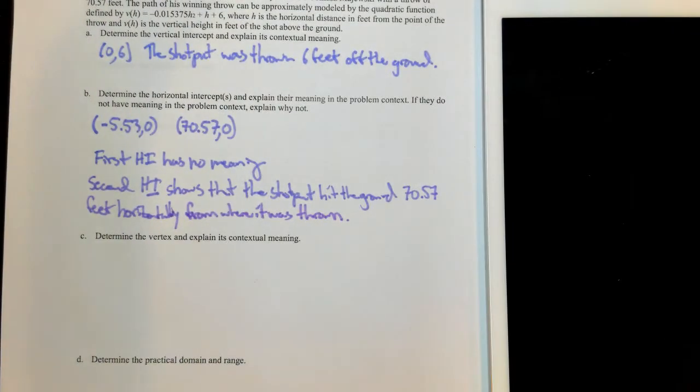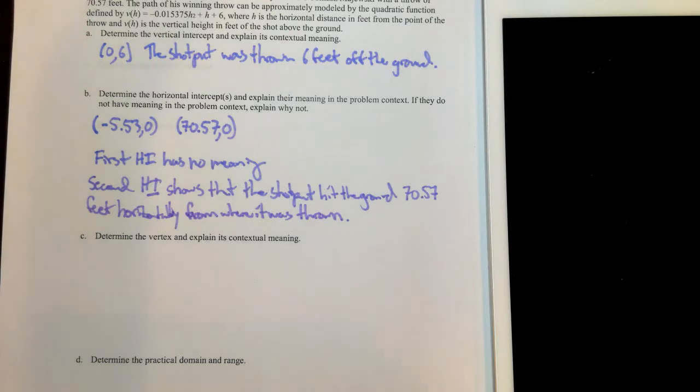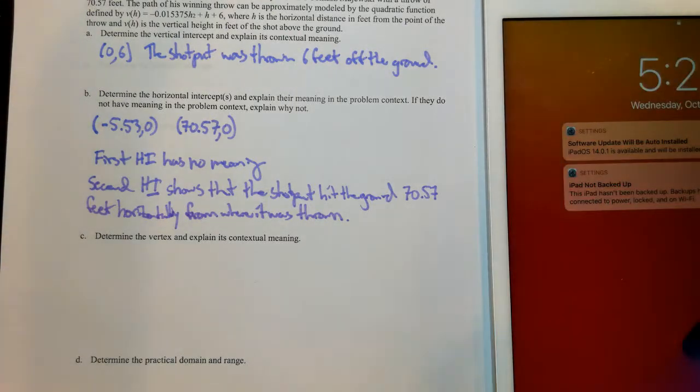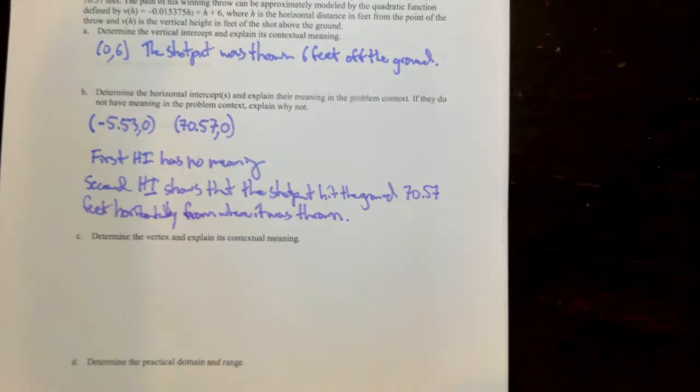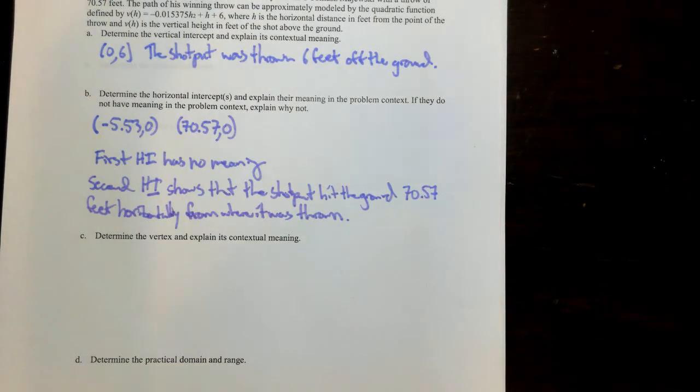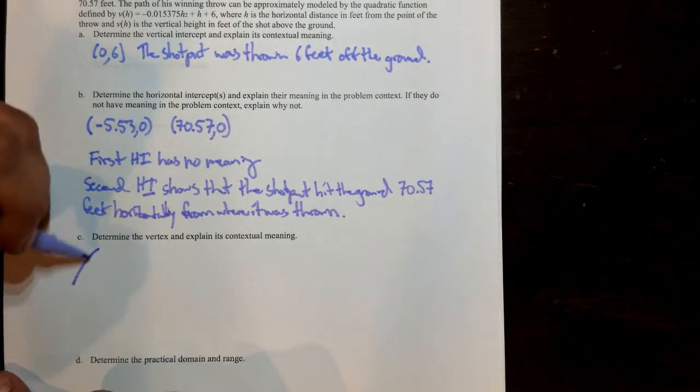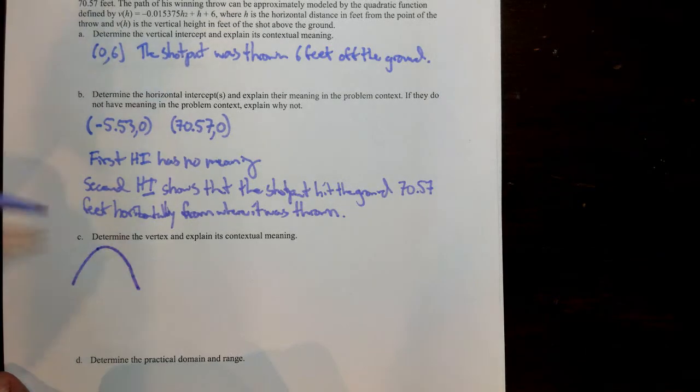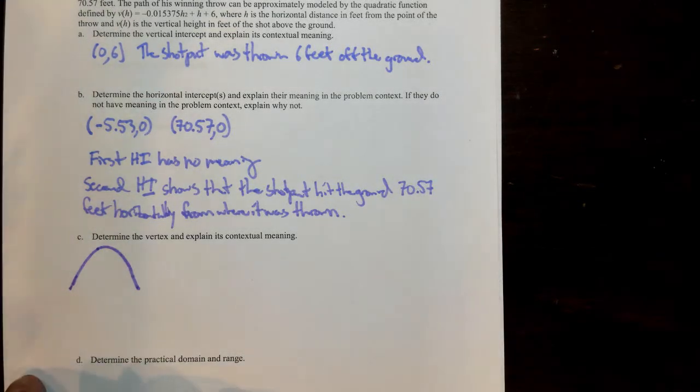Okay, and then determine the vertex and explain its conceptual meaning. So, here's the thing about quadratics. Quadratics, they have symmetry. So, what's on the left side of the vertex is the exact same as what's on the right side. It's just a reflection of one another. So, that means if we have a function like we do, right?